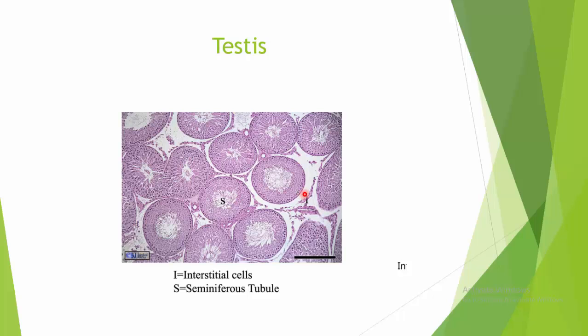And then the little cells in between are called interstitial cells. Okay? Remember what the interstitial cells do. They produce testosterone. So recognize this as the testes. Recognize these as the what? Seminiferous tubules. And recognize these as the interstitial cells, the cells in between.